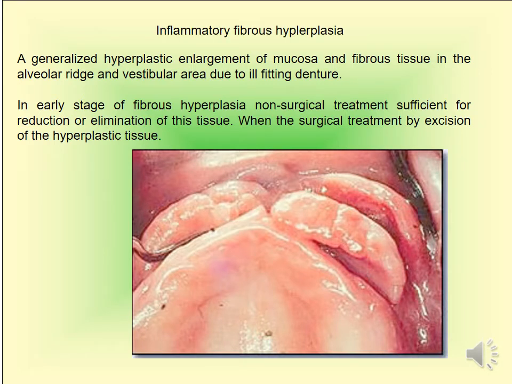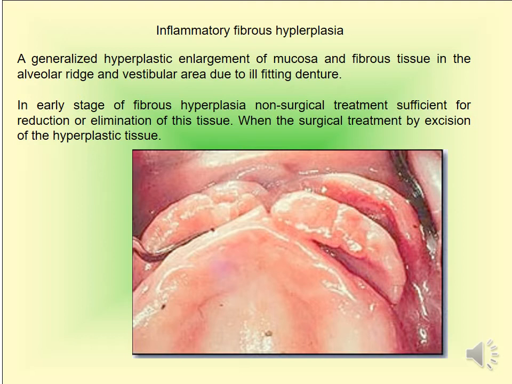Another problem that occurs to the soft tissue is inflammatory fibrous hyperplasia. It is a generalized hyperplastic enlargement of mucosa and fibrous tissue in the alveolar ridge and vestibular area due to an ill-fitting denture. In the case where the flange of the denture is very long, it compresses on the depth of the vestibule, and this continuous irritation of the vestibule leads to the formation of a hypertrophic or hyperplastic structure, as inflammatory fibrous hyperplasia.